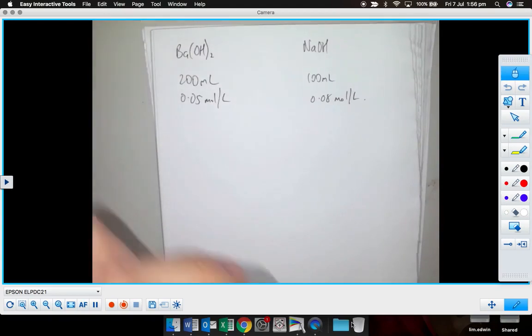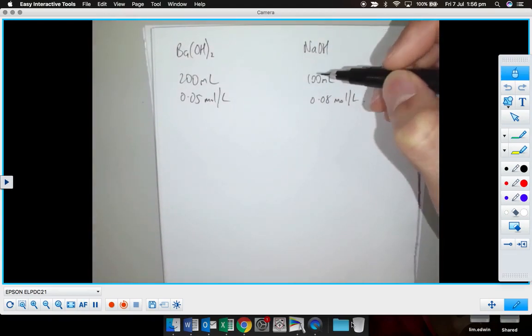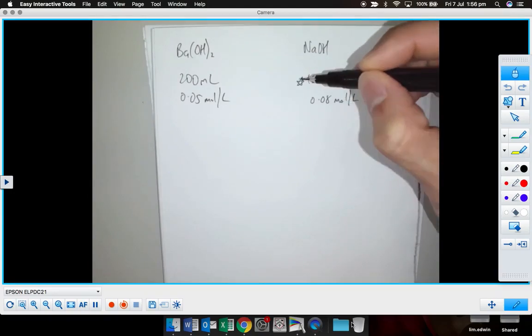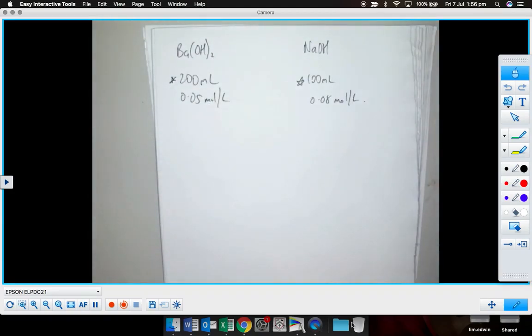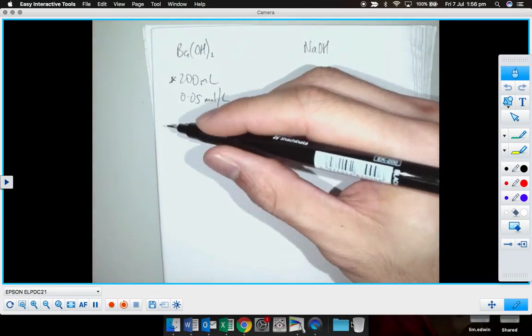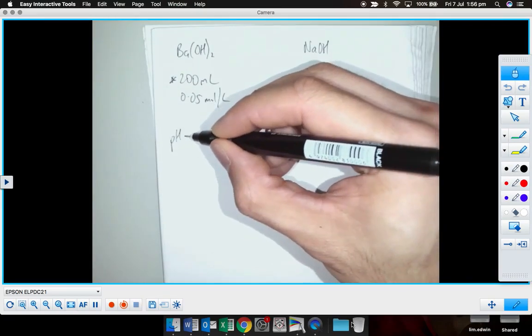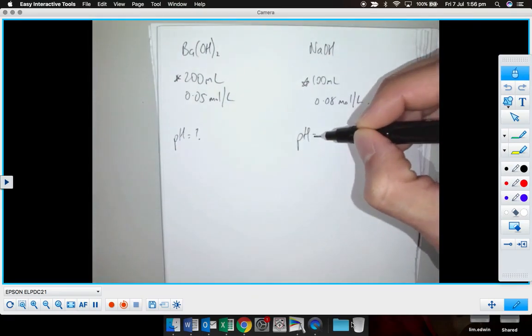Again, we are being given information that we do not need. We do not need the 100 mL here. We do not need this 200 mL here. It's just trying to trick you. So let's work out what we need to do. We need to work out the pH of both of these things, don't we?